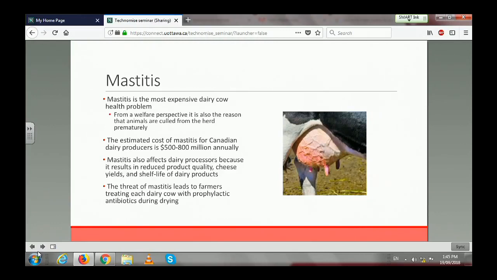It sucks in women too, but in cows it costs a lot of money. So from a welfare perspective, in Canada, the most common reason that you'll have to get rid of a dairy cow before its time is because she has an infection that you can't clear up, and this is usually a mastitis infection. It's estimated that this costs $500 to $800 million to the dairy industry, which is really huge.